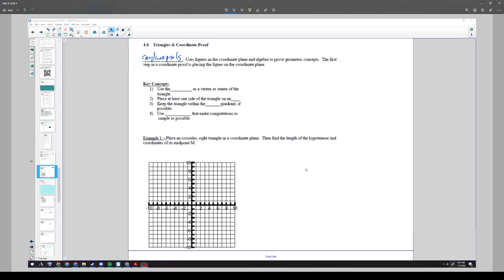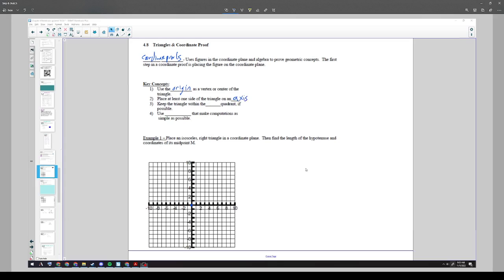Coordinate proofs use figures in the coordinate plane. The first step is placing the figure on the plane. So we're going to use the origin as a starting point. Kind of like when we looked at geometry from an engineering perspective and through a computer-aided design perspective, the origin is like our anchor spot that lets us place something so that it can't slide freely around the plane. So the origin is always a nice spot to anchor onto because the coordinates 0, 0 are very convenient. We're going to place a side of the triangle on an axis.